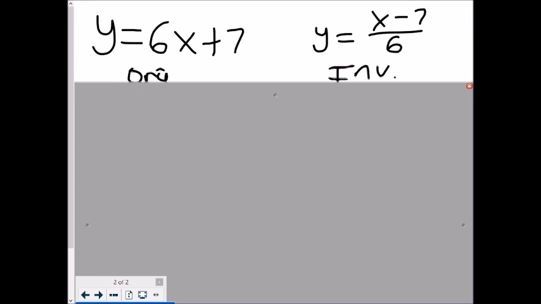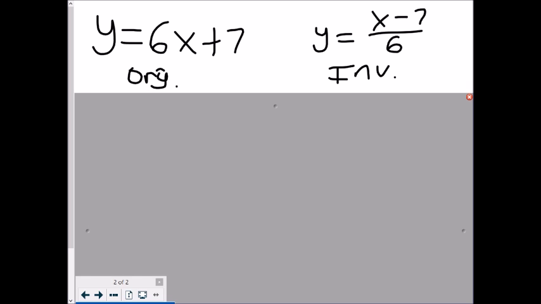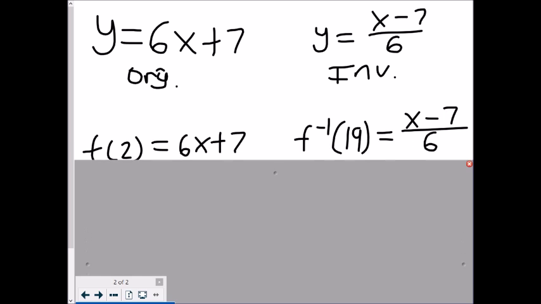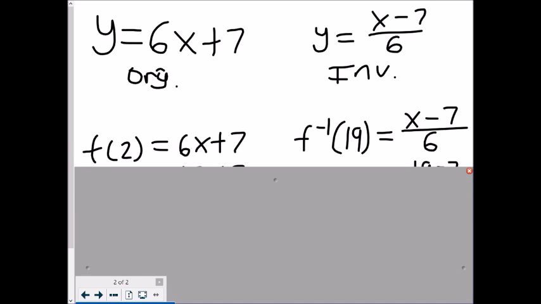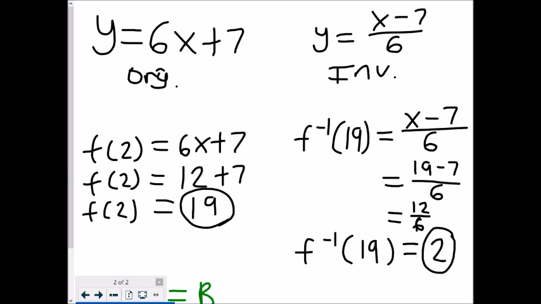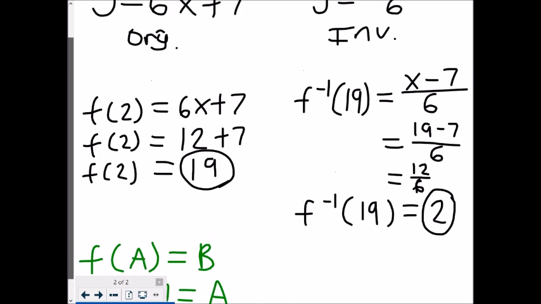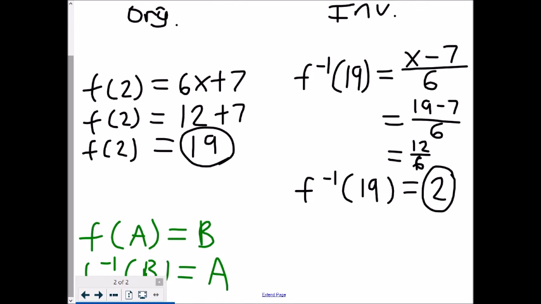So here's the original and the inverse. Now we're going to check our answer. Basically, we plug the original number in, which we're going to plug 2 into the original equation. So 6 times 2 equals 12. 12 plus 7 equals 19. So f of 2 equals 19.